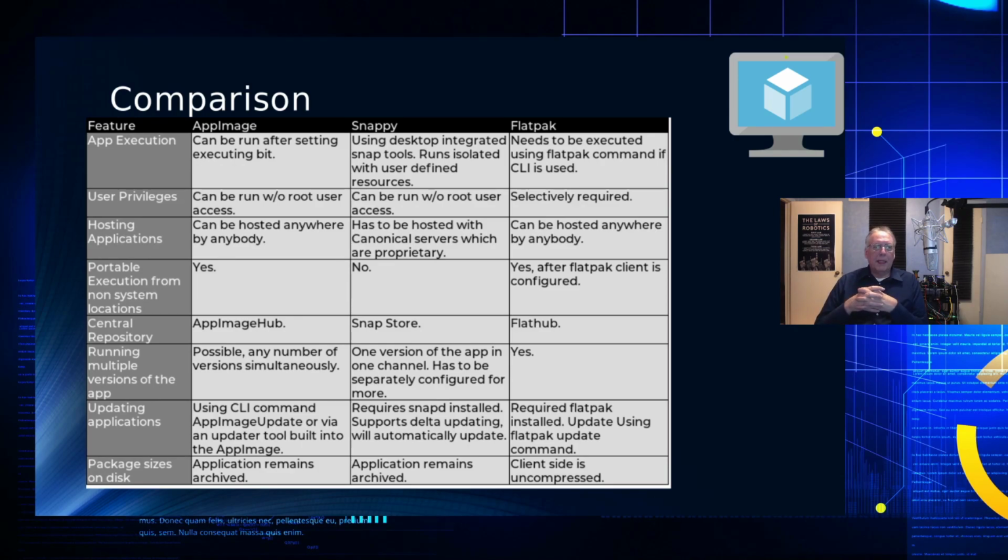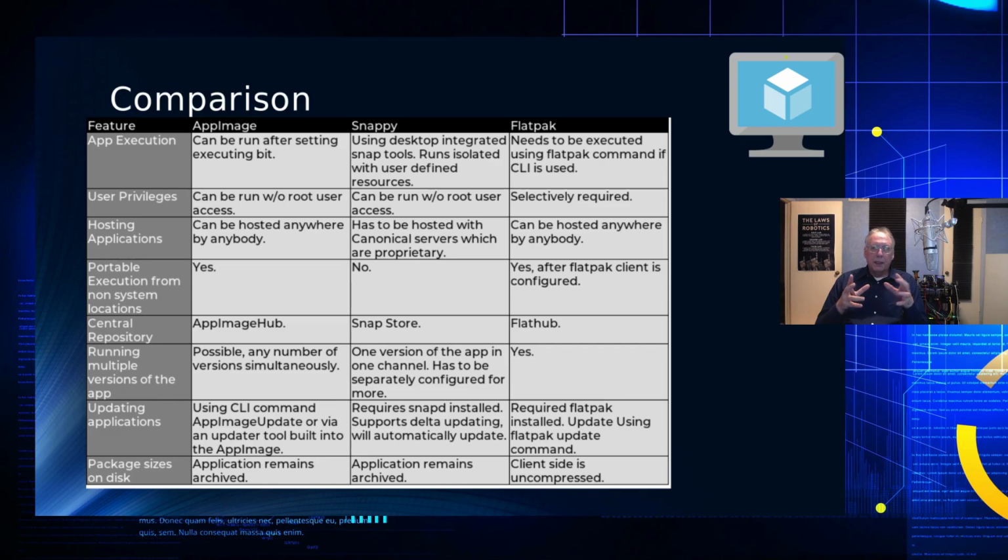As far as app execution, you set the execution bit on AppImages and they run. On Snappy, the desktop is integrated using Snap tools. It runs isolated with user-defined resources. Flatpak needs to be executed using the Flatpak command or the CLI commands.